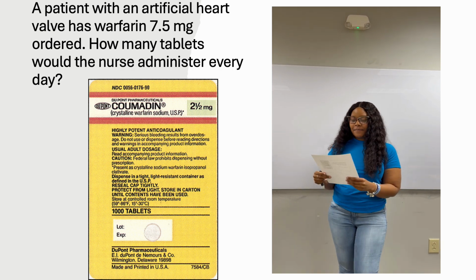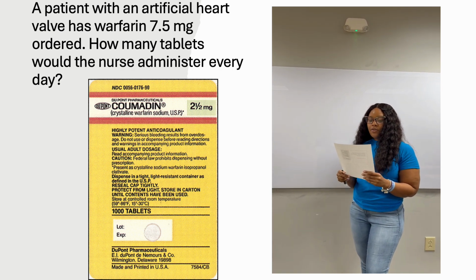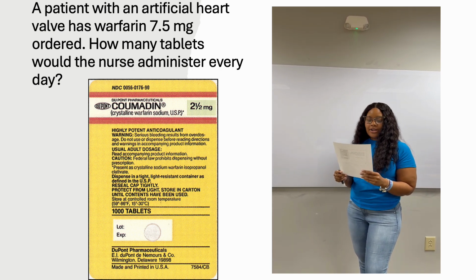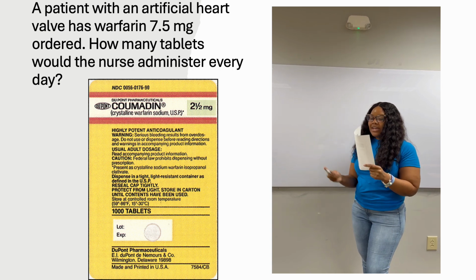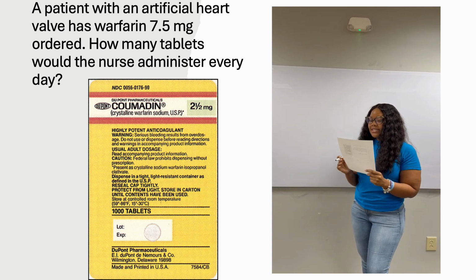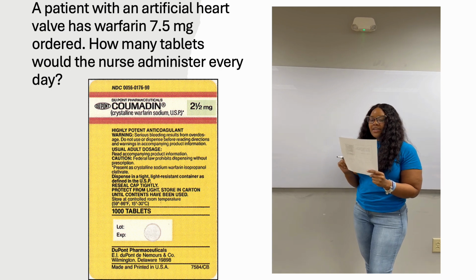So let's get started. The question says, a patient with an artificial heart valve has warfarin 7.5 mg ordered. How many tabs would the nurse administer every day? And we're going to use the medication label that is on the screen. All right, so we look at the medication label, and it says that for every tablet, there is 2.5 mg.